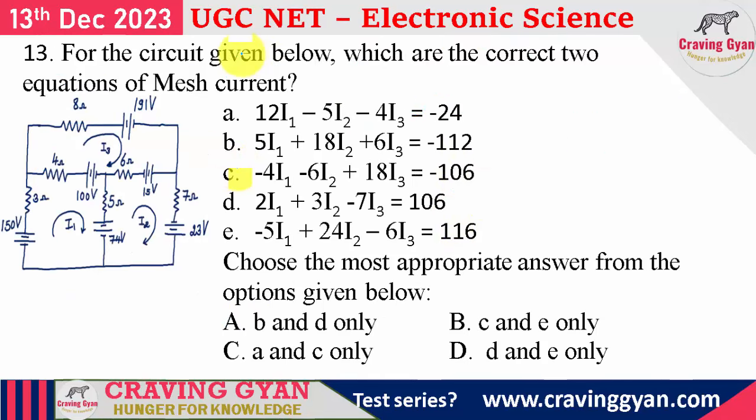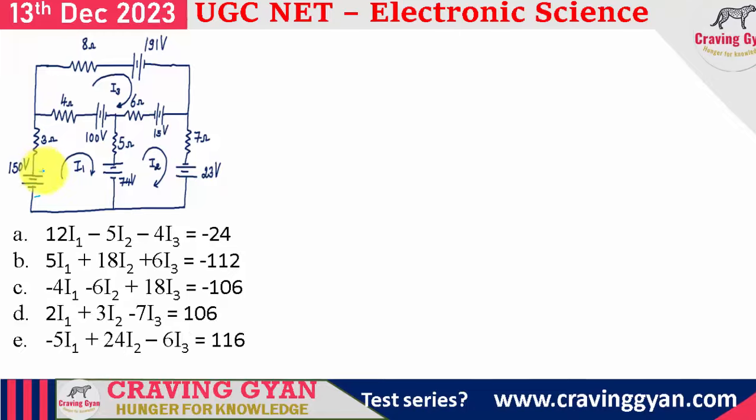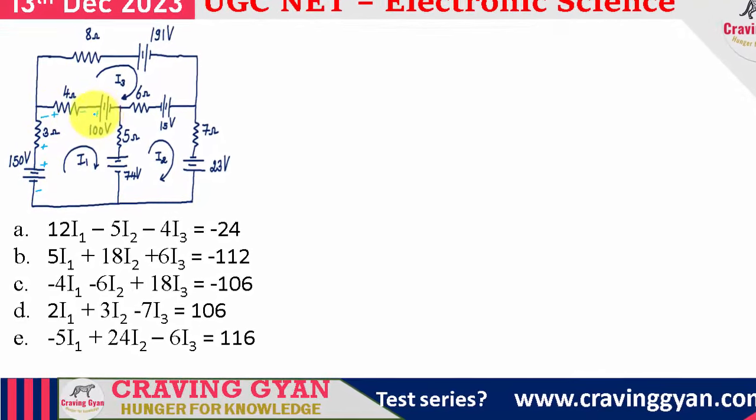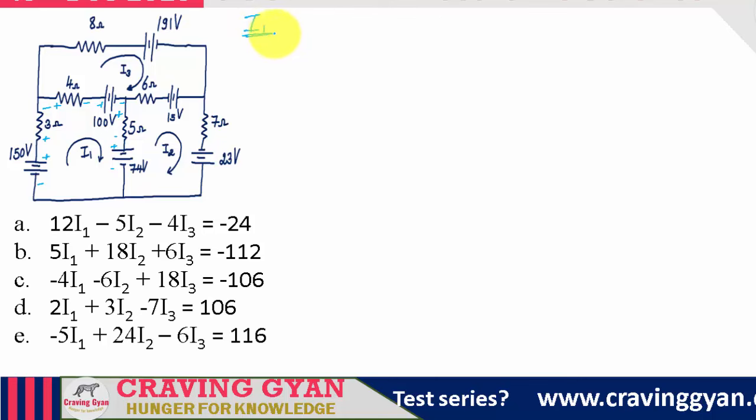In the 13th question, what they have specified is, for the circuit shown below, which are the correct two equations of mesh current? So look at the things. There is a voltage rise and there is a voltage drop. So like this, you have to write the equation. For the first mesh, if I am writing, I'm going to get plus 150 minus 3 times I1 minus 4 times I1 minus I3. I1 is flowing from left to right, but I3 is flowing from right to left. And again, minus 100 minus 5 times I1, flowing from top to bottom, but I3 is flowing from bottom to top, so it is I3 minus I2, minus 74, which equals 0.